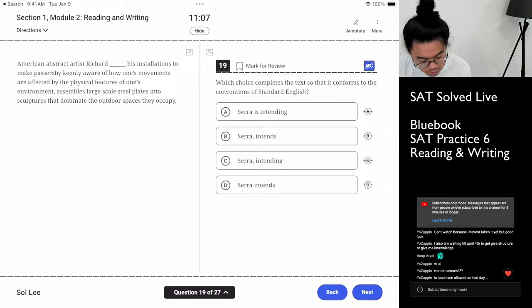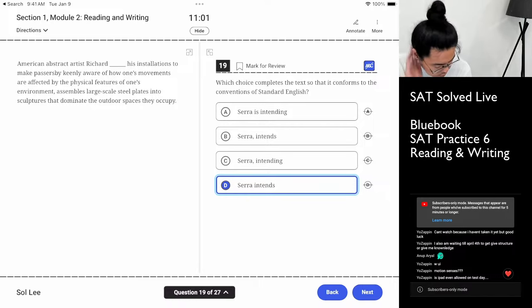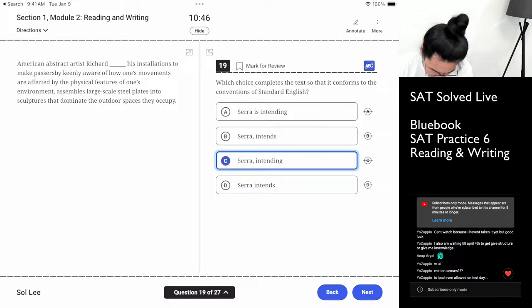American abstract artist Richard Serra intends his installations to make passersby keenly aware. Tricky. Assembles large. There we go.